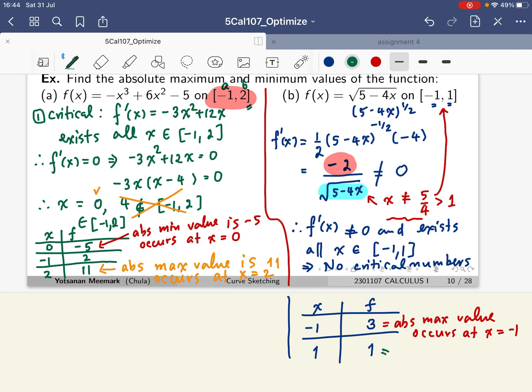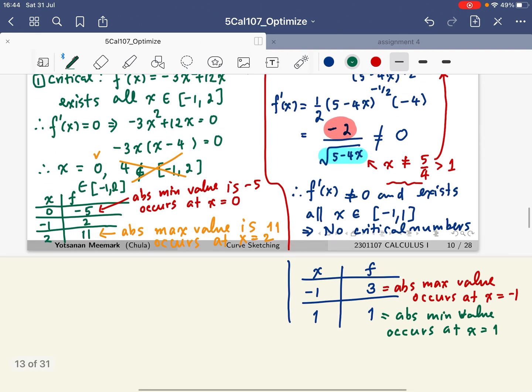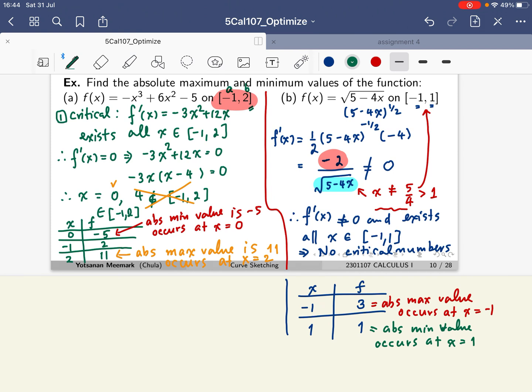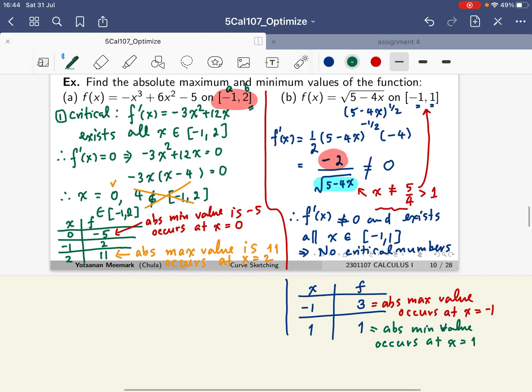Here it is the absolute min value, and this value occurs at x equals 1. Are we all right for this function? Okay, so the maximum and the minimum are considered just at the endpoints only, because we don't have a critical value.